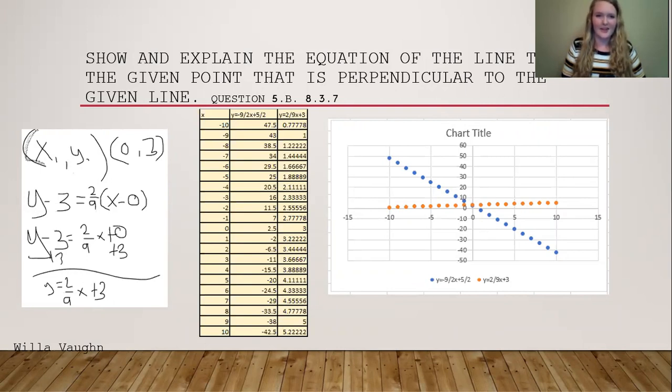All right. And then we're going to plug our points in to the x1 and y1 in y minus y1 equals m times x minus x1. So as you can see in the math over here, we have everything plugged in, and it comes out to equaling 2 over 9x plus 3. And as you can tell by our graph, it is perpendicular.